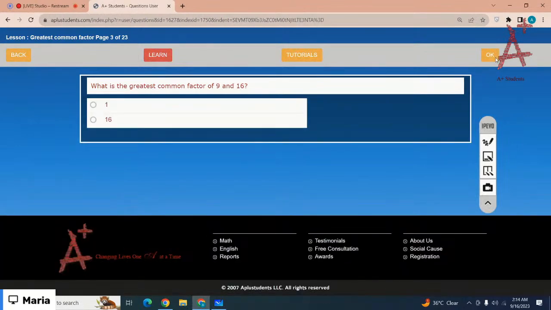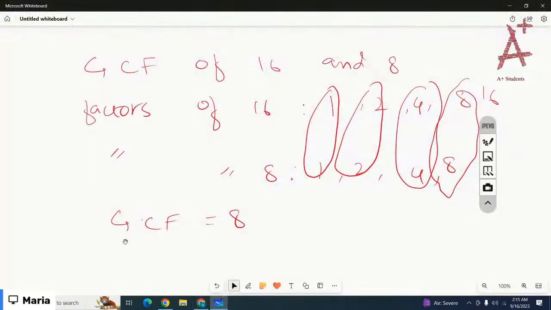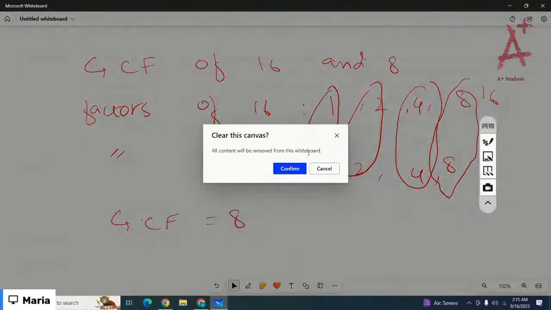What is the greatest common factor of 9 and 16? You are given two options, right? You can select the answer from the options also. The correct option is the one that can completely divide both numbers, right? 1 can divide both numbers. The other option is 16. 16 can divide 16 but not 9. That means the correct option is 1. 9 and 16 do not have any common factor other than 1. Let me just write down their factors and then explain on the board.